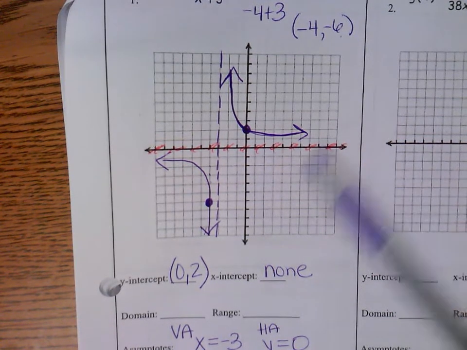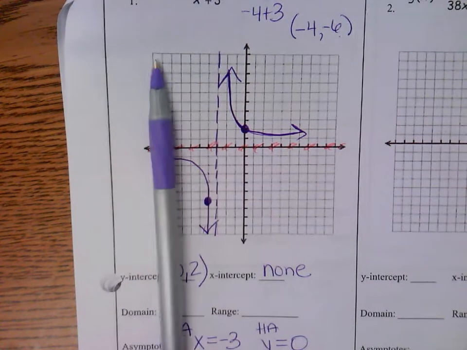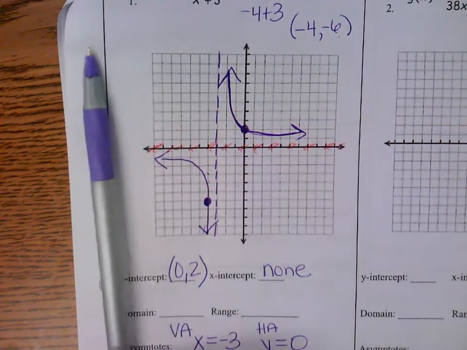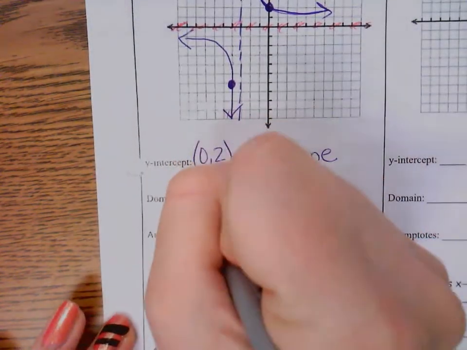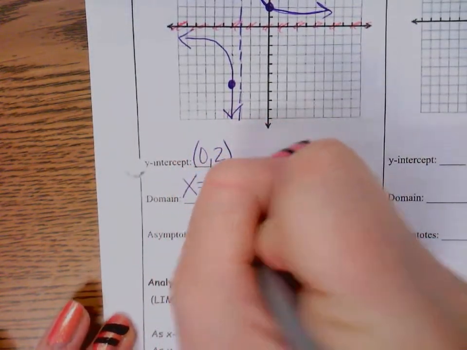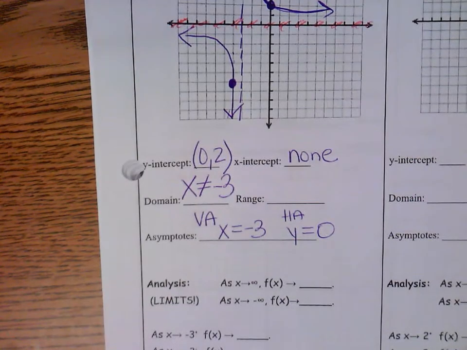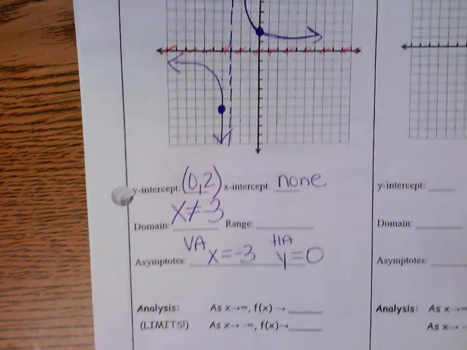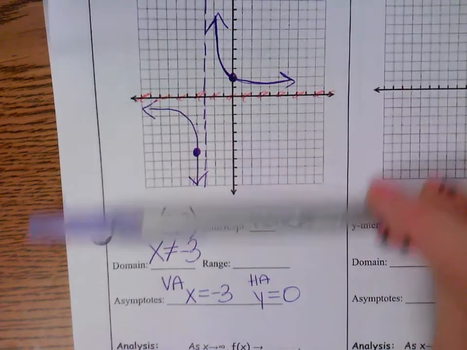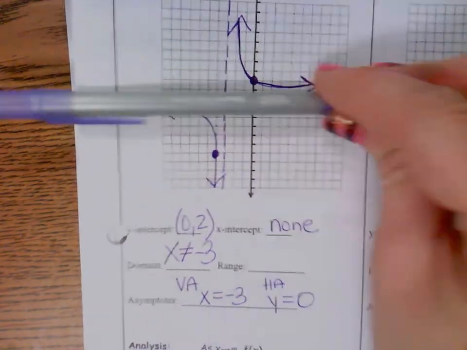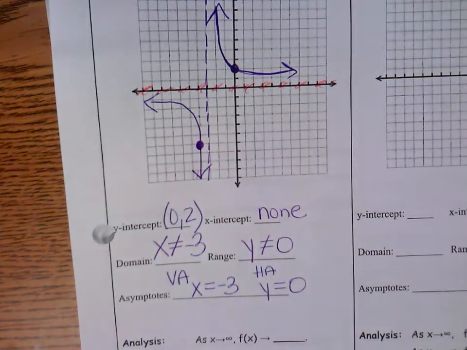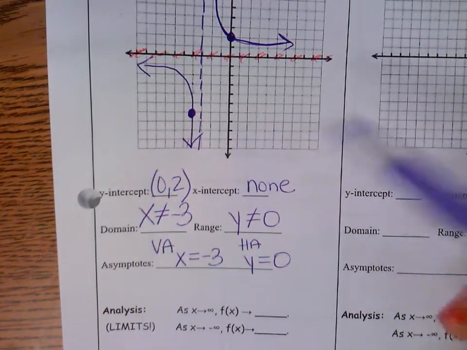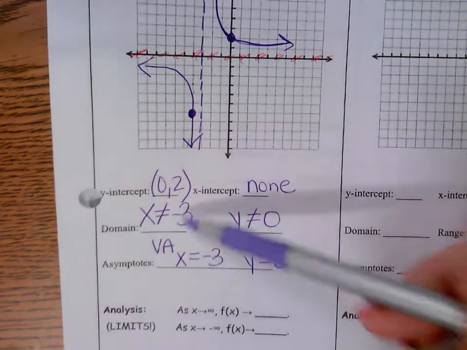Now I can analyze the domain and range. As I skim from left to right, there's only one little hiccup on the graph, and that's at -3. So our domain is x cannot be -3. And then as I skim the graph up and down, there's only one spot that I cannot be for a y value. So y cannot be 0. So it will usually just end up being your two asymptotes.